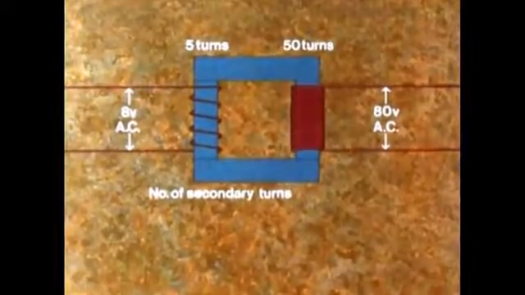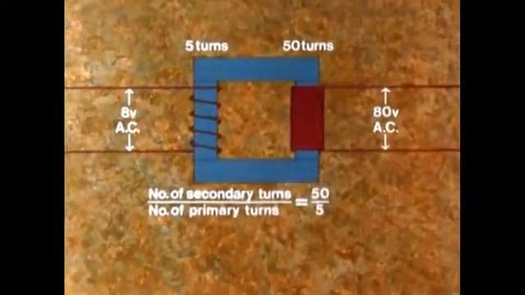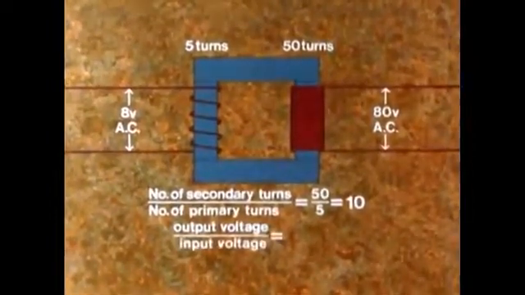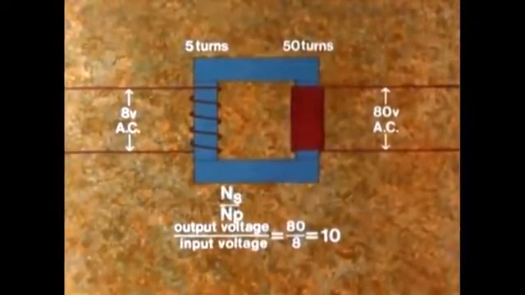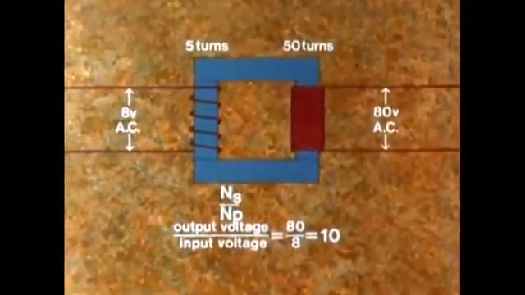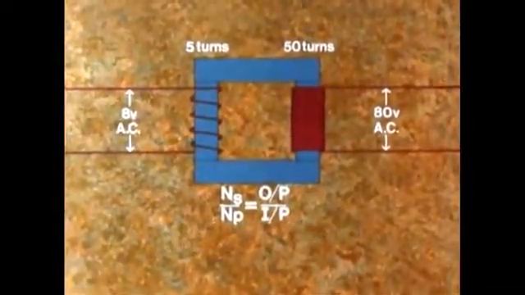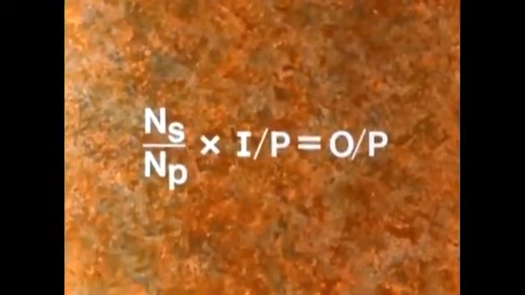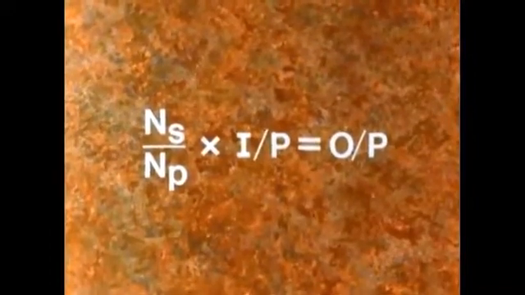The number of secondary turns divided by the number of primary turns equals 50 over 5 equals 10. But the output voltage divided by the input voltage also equals 10. Using obvious abbreviations, this means that the number of secondary turns divided by the number of primary turns equals output voltage divided by the input voltage. And if we do the simple bit of juggling, we get this formula. Secondary turns divided by primary turns times input voltage equals output voltage.